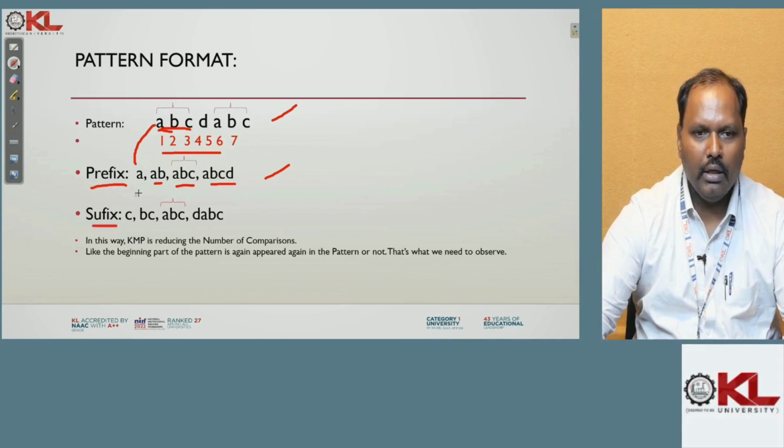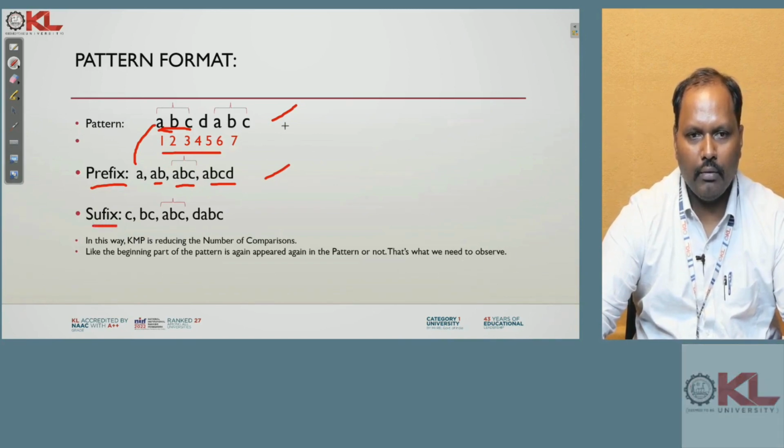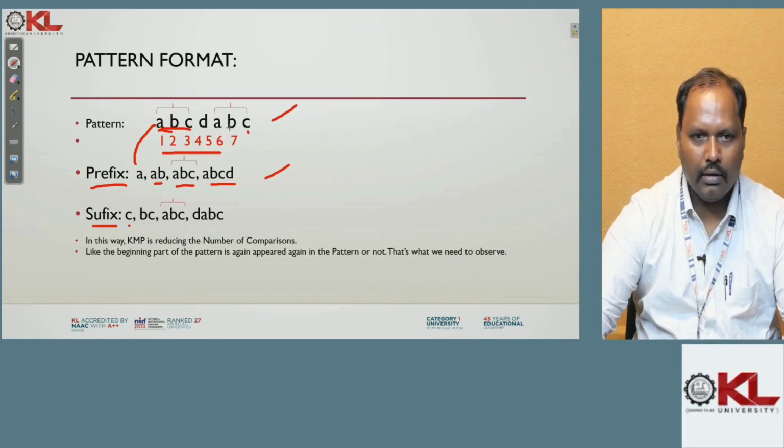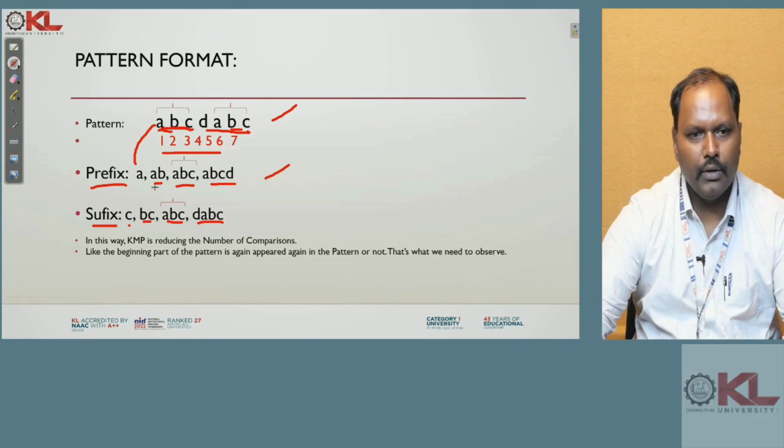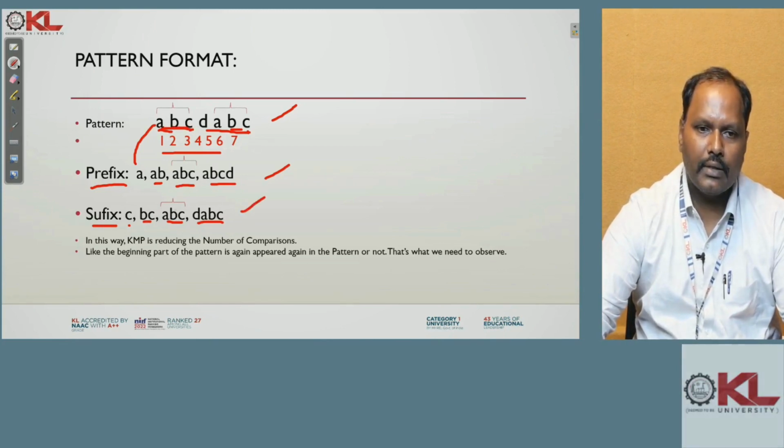Now the suffix data. What is the meaning of suffix data? The entire pattern in reverse order, backward to frontward. That means C, B, A, D, C, B, A. Now a single letter C comes first, then the two-letter data BC, then the three-letter data ABC, then the four-letter data DABC. These are the suffix data. C is single, BC is double, ABC is triple. So how many prefixes there are and how many suffixes there are, this is the normal way of the pattern format.